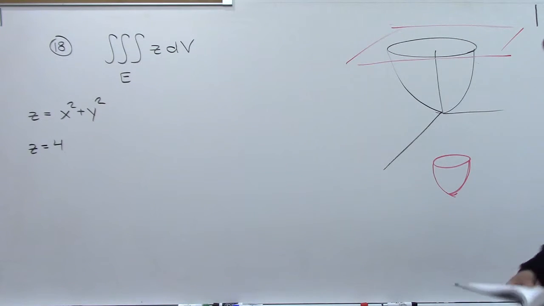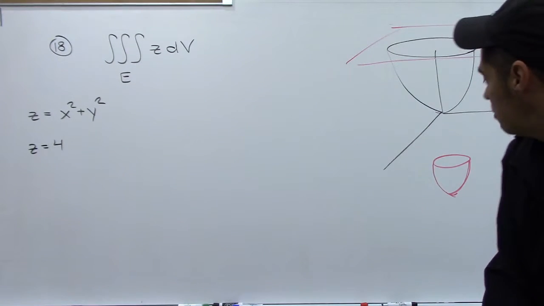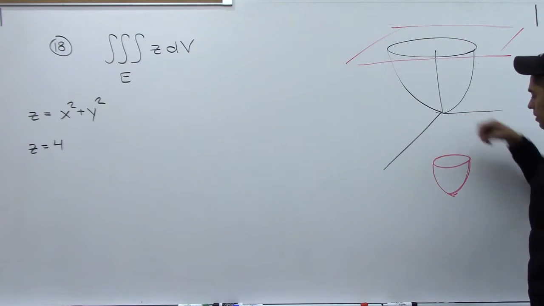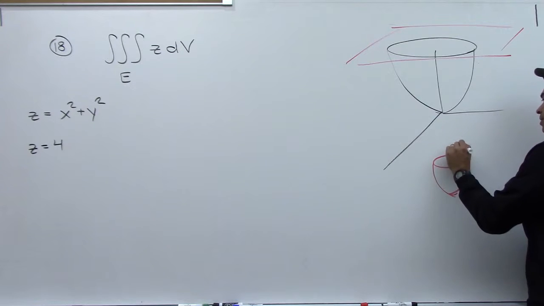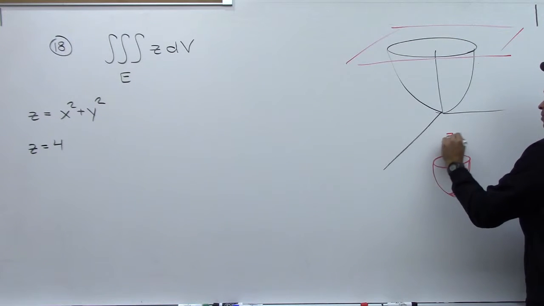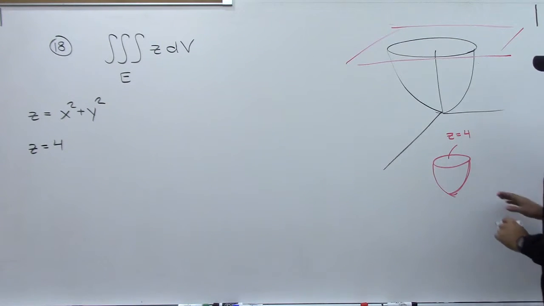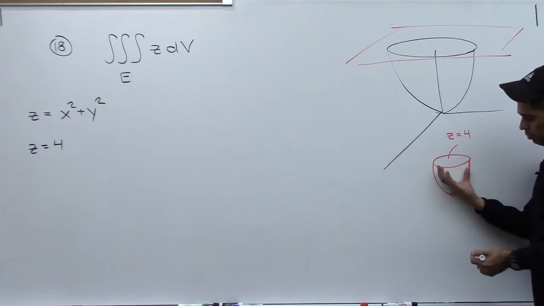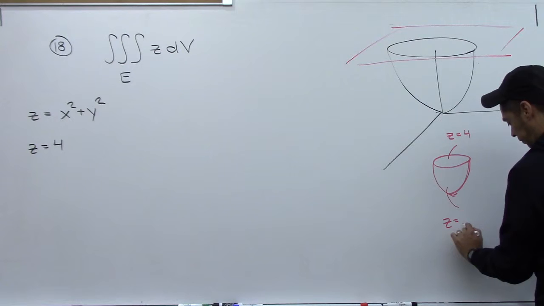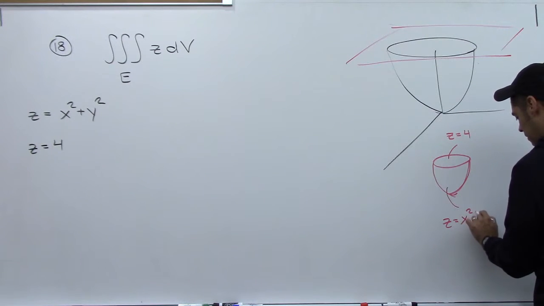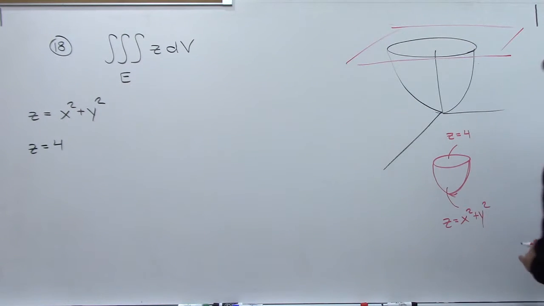Now, what we need to determine is what the top of this solid is and the bottom. Well, the top of the solid is just z equals 4, but the bottom of it is actually the paraboloid. So it's this piece, which is z equals x squared plus y squared.